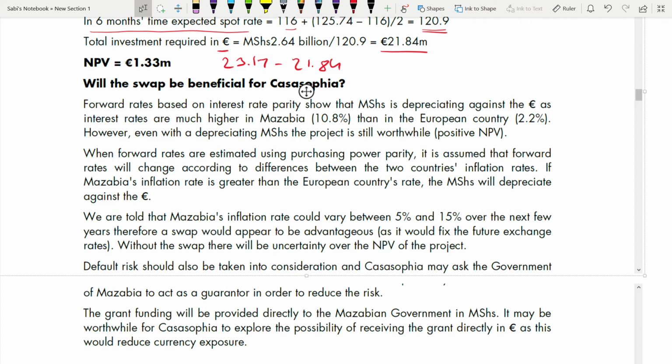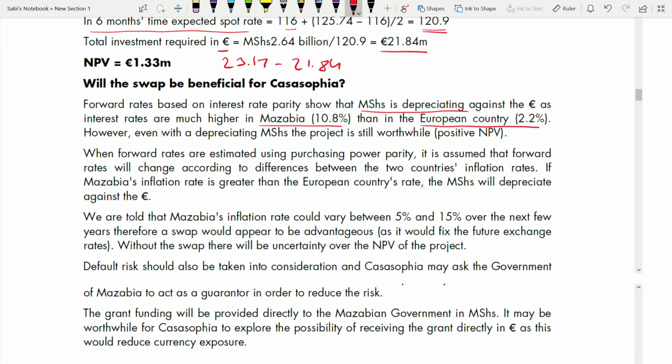Forward rate based on interest rate parity shows this MSC is depreciating against euro as interest rates are much higher in Mazabia. How are you saying that interest rate parity is showing that this one is depreciating? Look at the currency. There is a relationship between the interest rate and whether the currency will appreciate or depreciate. I have told you. When a country is having a high interest rate, that currency will depreciate.